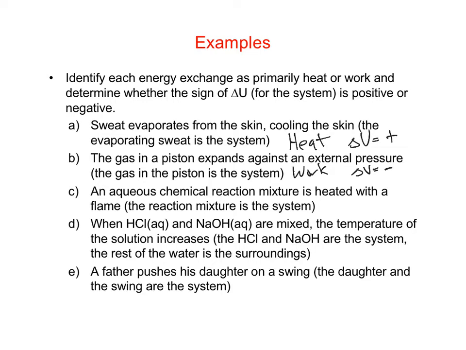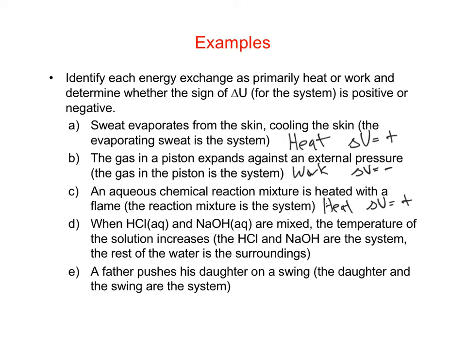If we have an aqueous chemical reaction mixture and we heat it with a flame, in this case we're told that the reaction mixture is the system. The word heated is sort of a dead giveaway. So this is going to be heat, and heat is going into the reaction mixture, and so delta U is going to be positive.